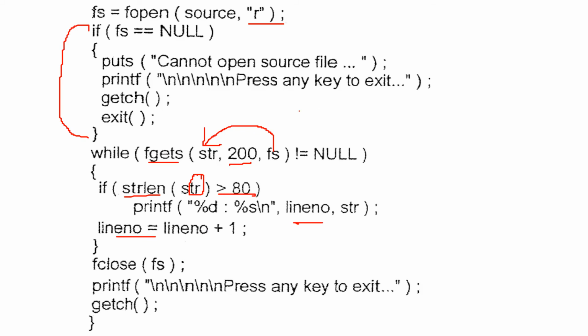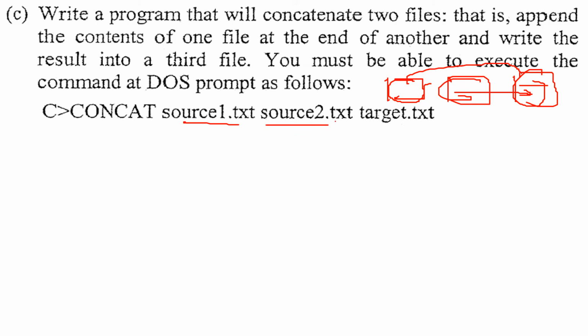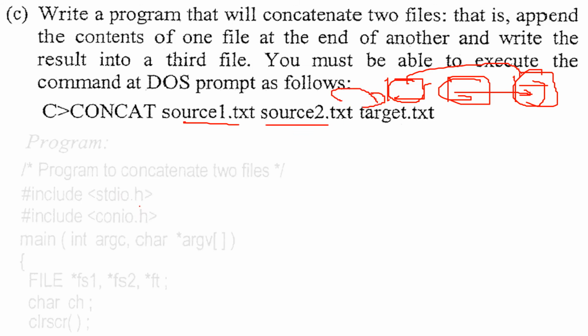Write a program that will concatenate two files, that is, append the content of one file at the end of another and write the result in a third file. That is, we have two files. We have to take this one here, second one here. So we have to append them, or you can say concatenate, source1.txt with source2.txt and transfer it to target.txt. So this is a program to concatenate two files.